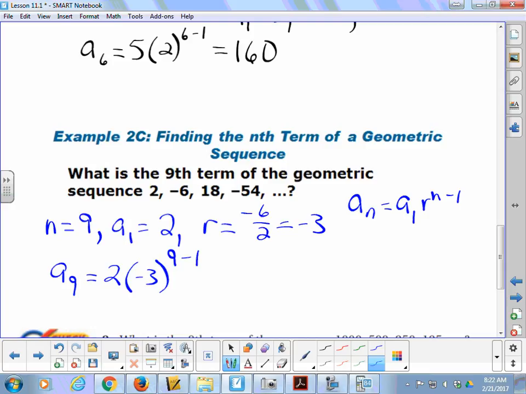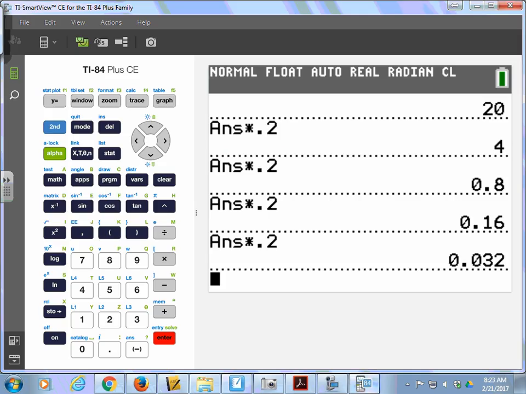Now it's important that you use parentheses, because if you don't use parentheses in this case, when you plug it in, you're going to end up with a negative number when it should be a positive number. Okay? If you don't use the parentheses on your calculator, it's going to give you the wrong answer. So let's look at the two different ways of doing this then.